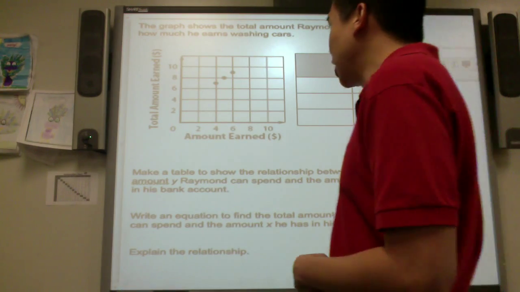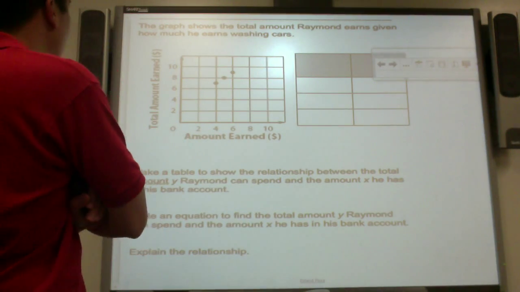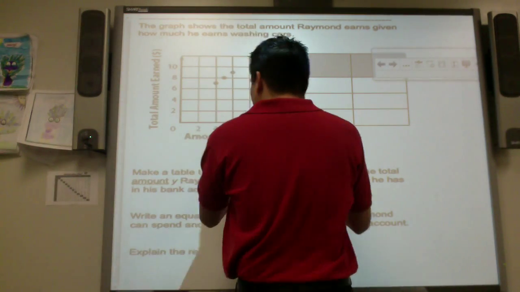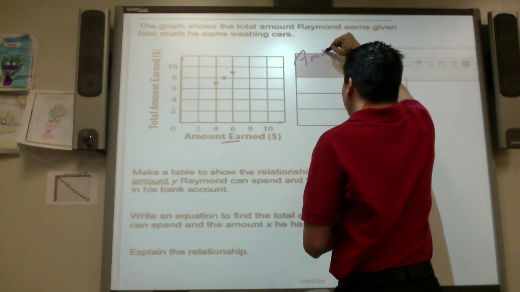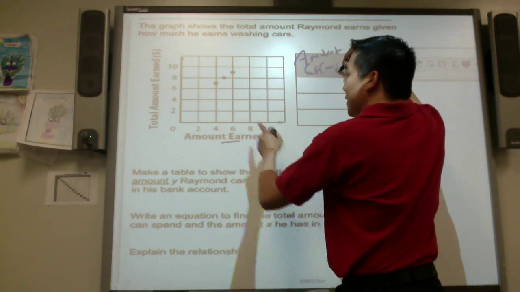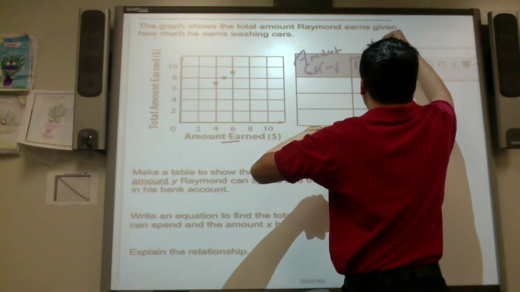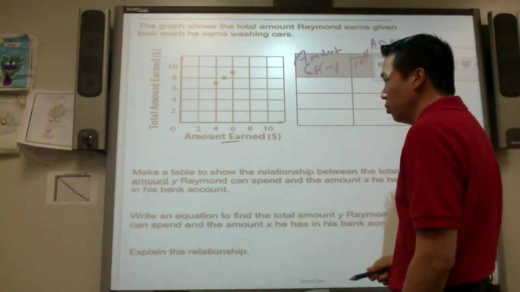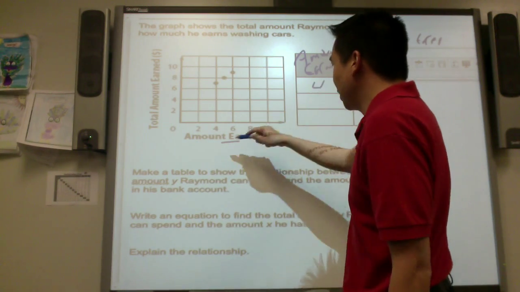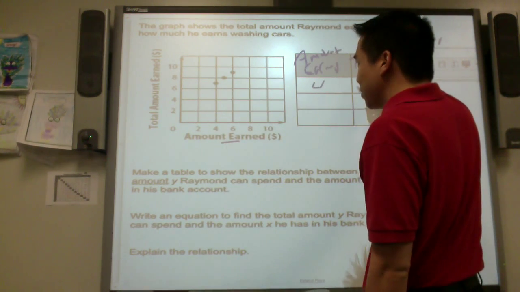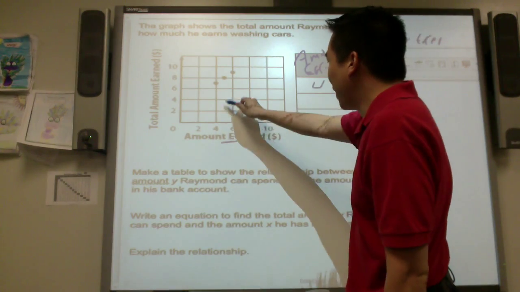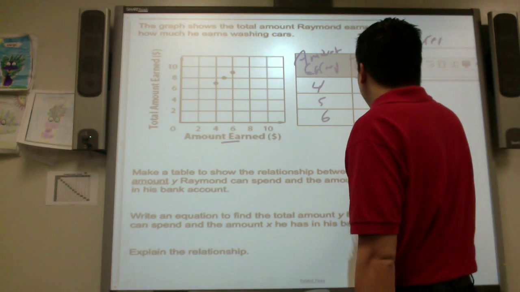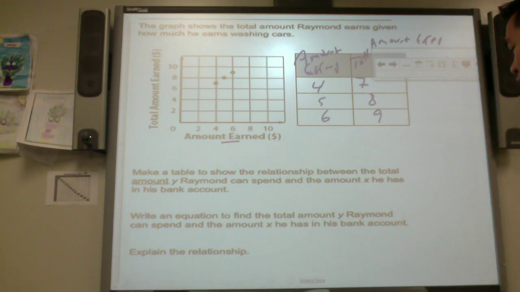Here's another question. The graph shows the total amount Raymond earns given how much he earns washing cars. So make a table. So this is the X value, the amount earned, and this is the total amount earned. So $4 is what he earns. The total amount he makes is $7. Amount earned is 5, 8, 6, and 9. Make a table, so we show the relationship.